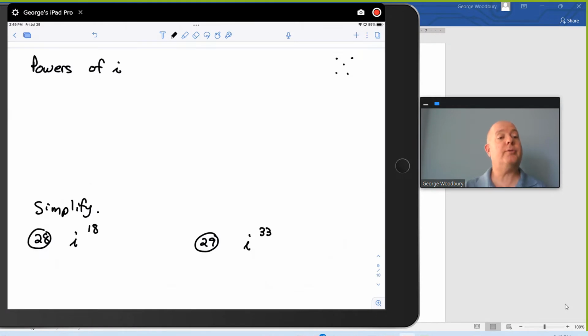Hi, I'm George Woodbury from College of the Sequoias in Visalia, California, and in this video we're going to go over powers of i. And we're going to build a pattern that you can use to simplify powers of i that are 2 or higher.